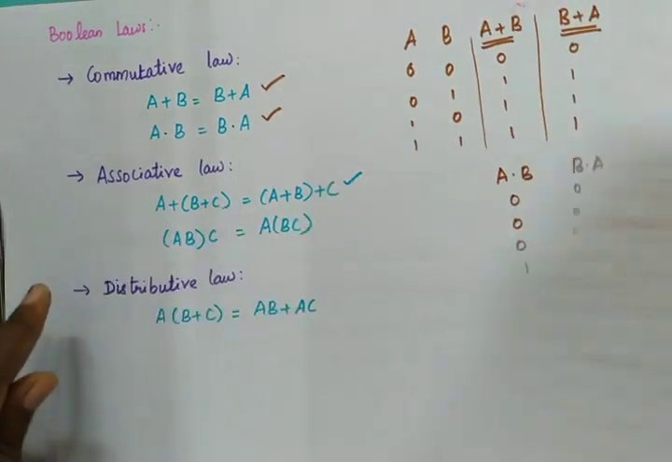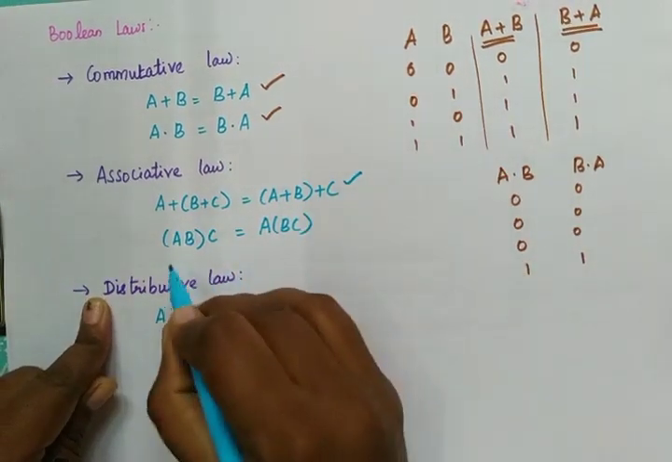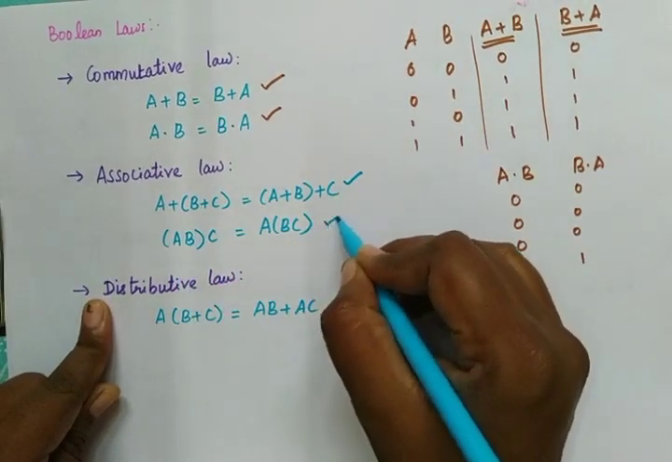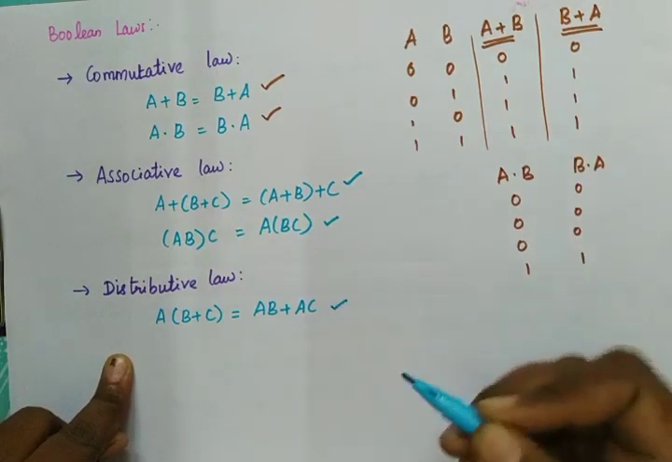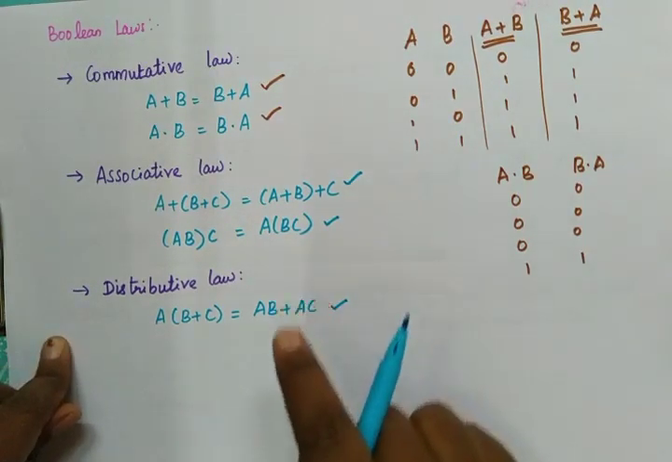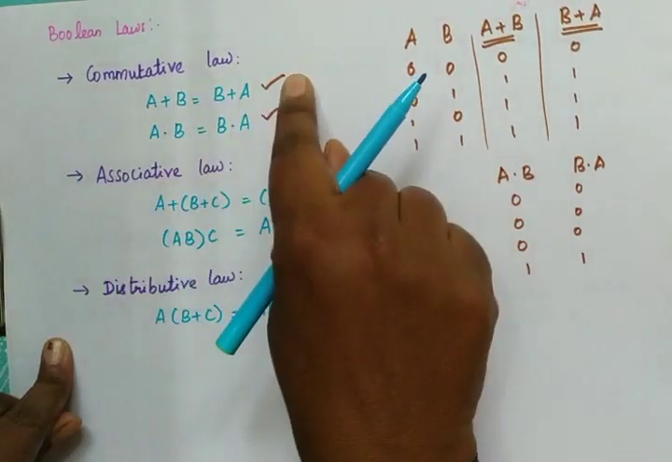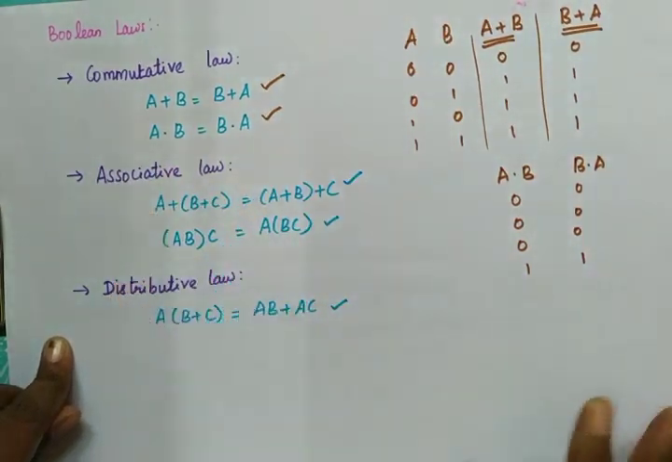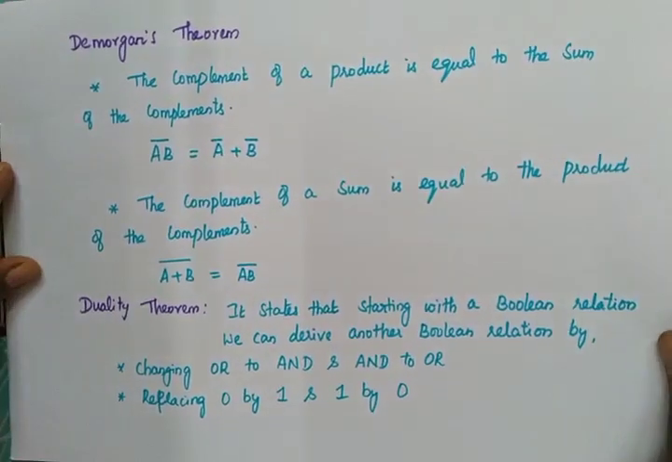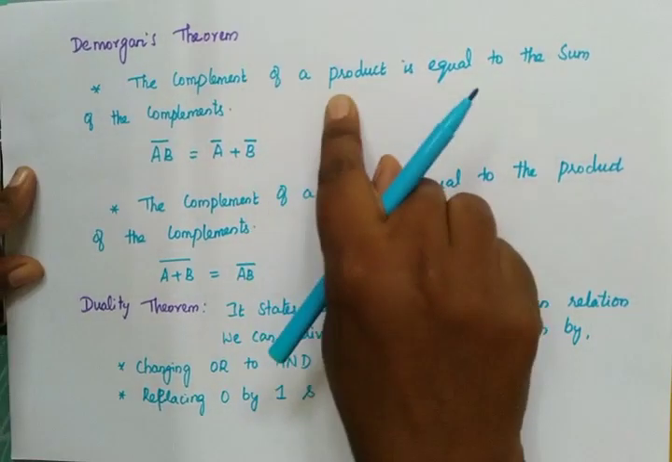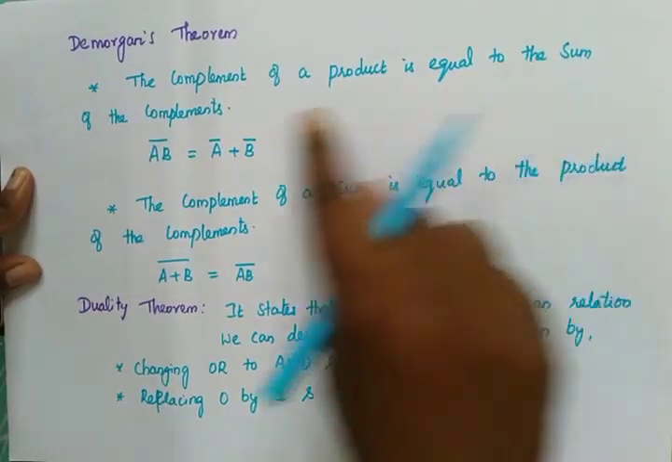So, like this, we can prove everything, that is (ab) into c is equal to a into (bc), and a into (b plus c) is equal to ab plus ac. So, these are the Boolean laws, basic laws, that is commutative, associative, distributive. Then let us move to the next, that is De Morgan's theorem. This De Morgan's theorem also you might have studied in plus 2. That is, the complement of a product is equal to the sum of the complements.